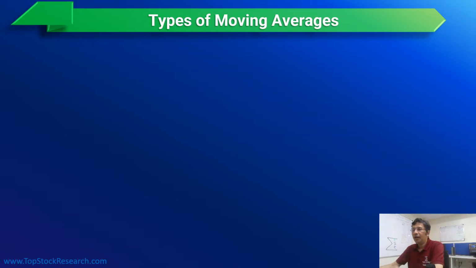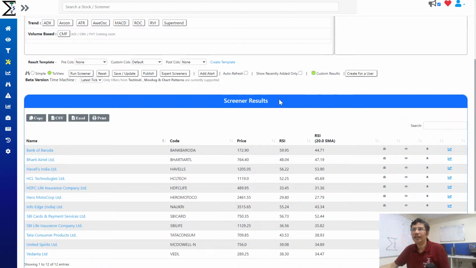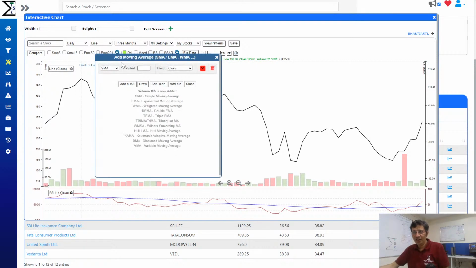All right, so types of moving average. As we have briefly seen in the charts, there are quite a few moving averages. Are all moving averages important? The answer is yes, they exist over a period of time. That means each has certain advantages over others.